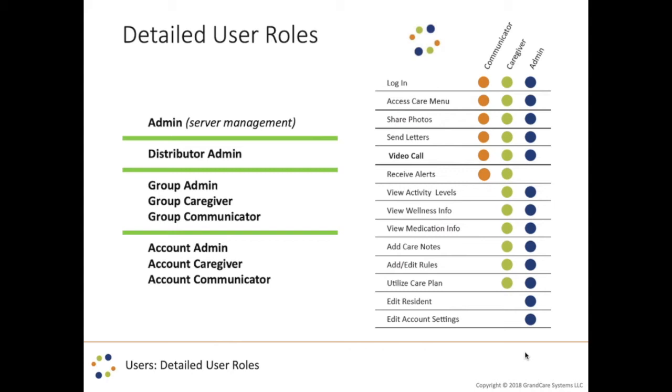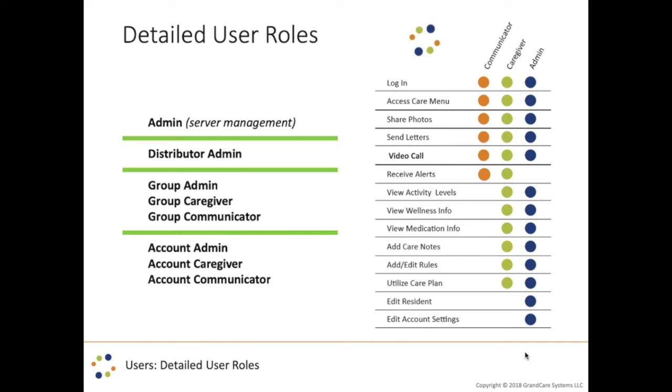Now, let's take it right down the line. The orange dots, the communicator role. They can log in, and so can the other roles. They can access the care menu, yep. They can share photos and letters and do video calls, and they might be able to receive alerts depending on whether you've chosen that or not, as we discussed earlier in this video. Now let's look at the green dots. That's the caregiver role. Well, they can do all those things, but they can also view activity charts and graphs. They can look at your wellness info, your medication stuff. They can add care notes about you. They can add and edit rules, and they can utilize the on-screen care plan with their touchscreen pin.